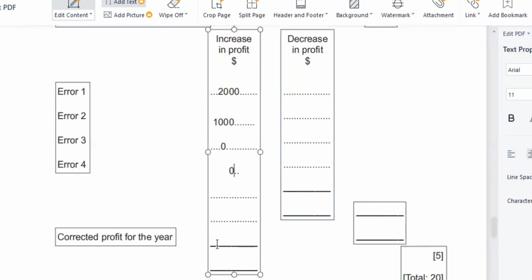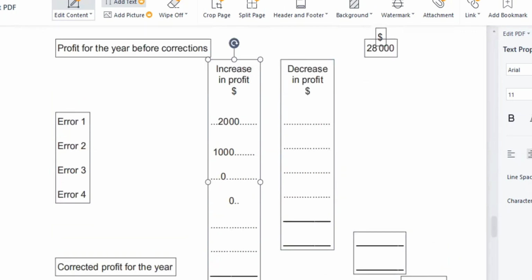So the corrected profit will increase by 3000. Previously it was 28,000. Now it will be 31,000 as it is increased by 3000.